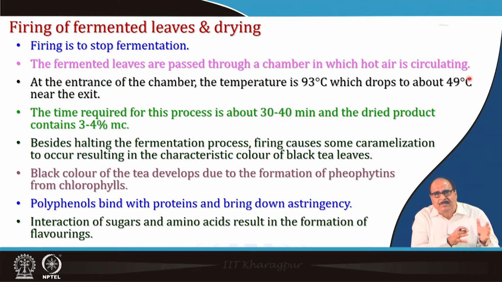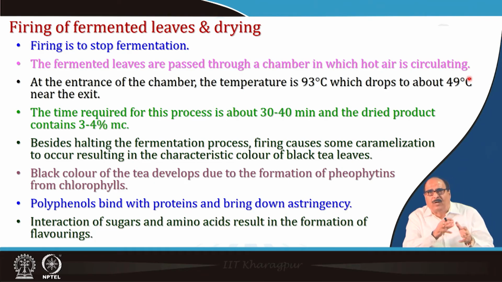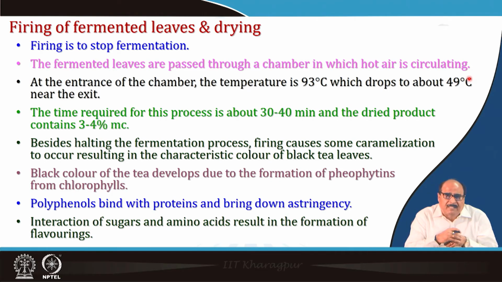The fermented leaves are passed through a chamber in which hot air is circulating. At the entrance of the chamber the temperature is around 90 degrees plus, maybe 93 or 95 degrees, which drops to around 49 degrees Celsius near the exit. The time required for this process is about 30 to 40 minutes, and the dried product contains 3 to 4% moisture content. Besides halting the fermentation process, firing also causes some caramelization, resulting in the characteristic color of the black tea leaves.